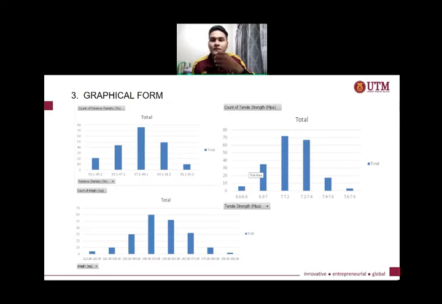And the third form is the graphical form. We do 3 graphs, for the relative density, weight, and also tensile strength based on frequency.